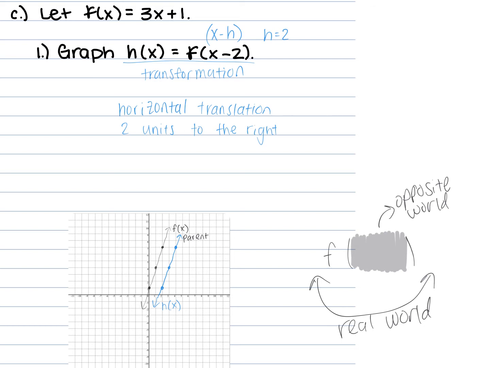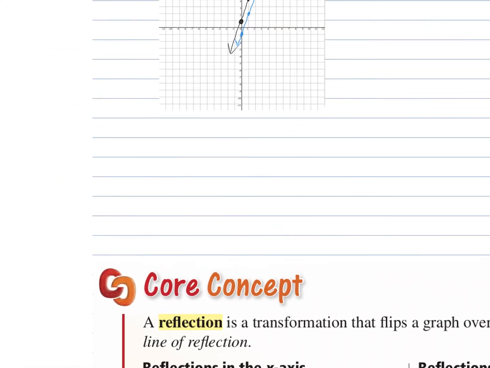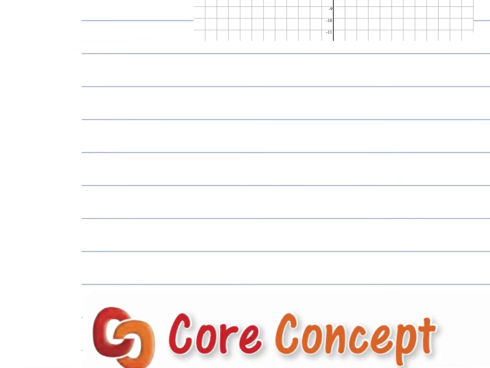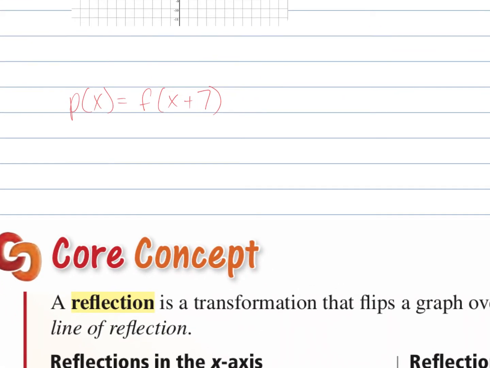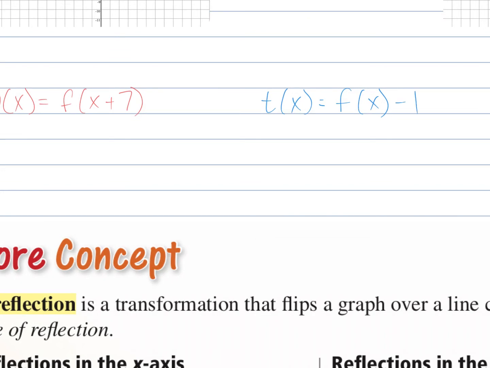Okay? We're going to try 2 more where we're just going to identify the transformation. We're not going to graph it. Okay? David, how are you feeling? Good? Okay. That helps, the opposite world? Okay. Write these down. P of x equals f of x plus 7. And t of x equals f of x minus 1.